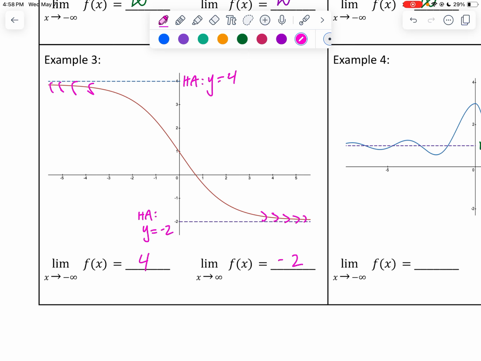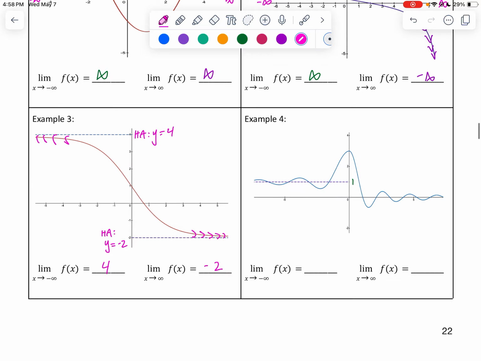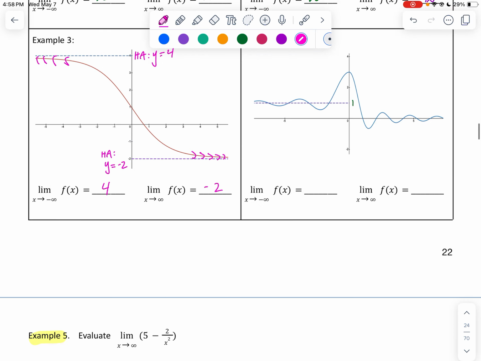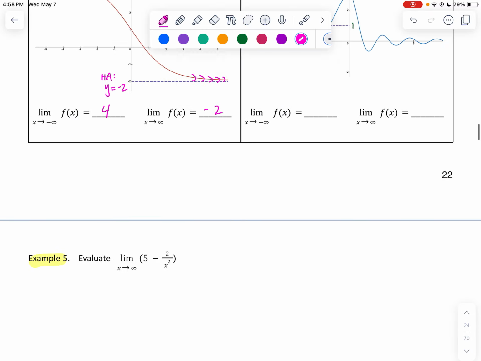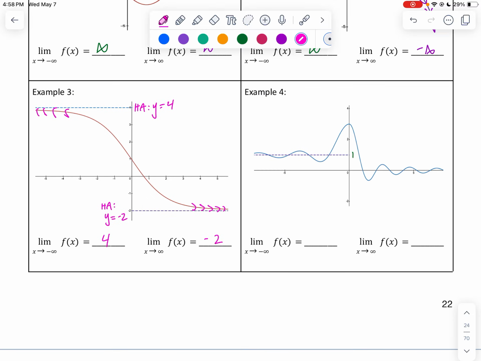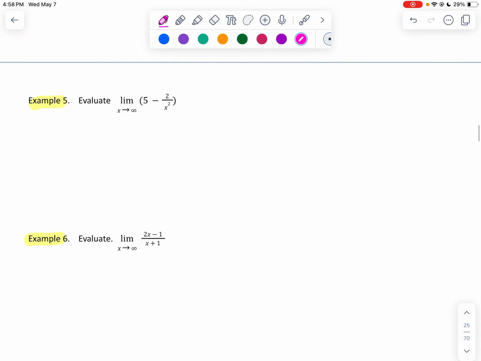Right, go ahead and try example 4. All right, so that is looking at it graphically. There are ways that we can look at it analytically, whether it's direct substitution or using what we have used in the past. So we kind of talked about horizontal asymptotes. That is what we are going to apply today, okay?